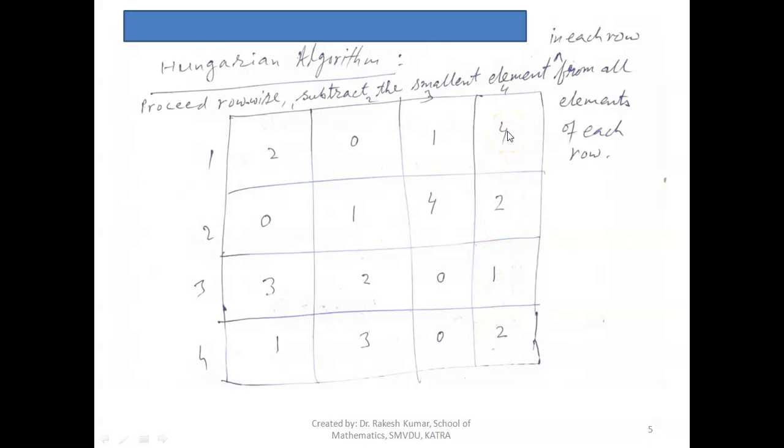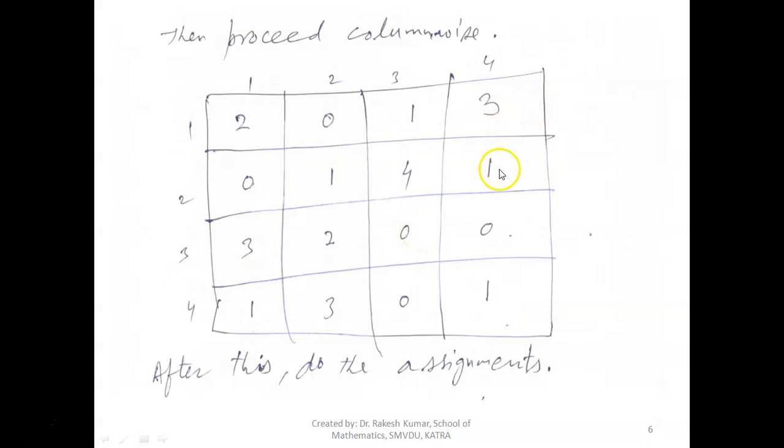So 4 minus 1 is 3, 2 minus 1 is 1, 1 minus 1 is 0, 2 minus 1 is 1. So now the entries will be like this: 3 1 0 1, and these will remain unchanged as in the previous table. Okay, after this, do the assignments.